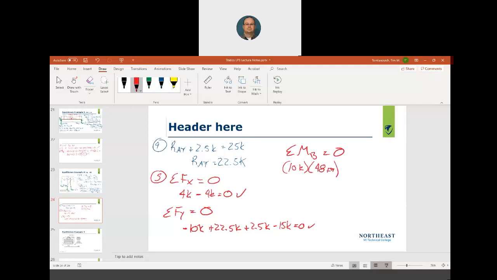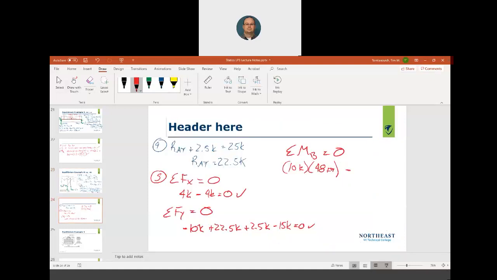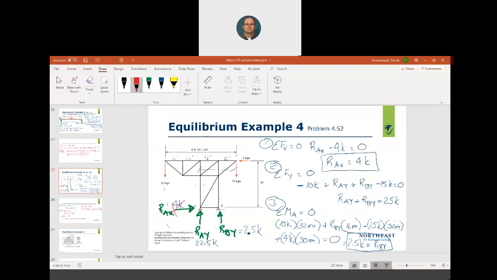Okay, all right. Okay, RAY is going clockwise around point B, so that's a negative 22.5 times 16. It's a negative rotation, 22.5 kips times 16 feet. You know, sometimes I put it in there. Okay, so I got this.